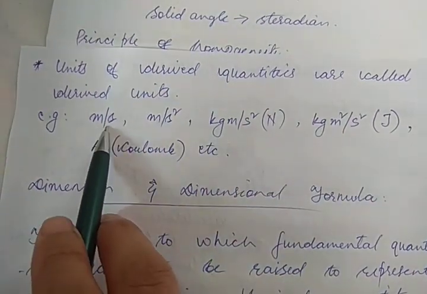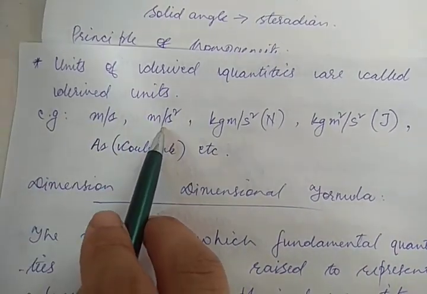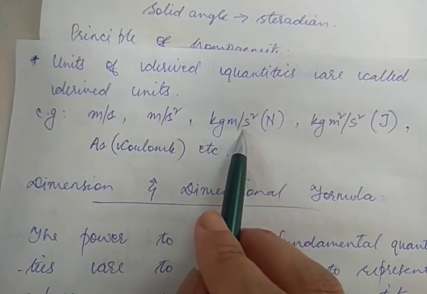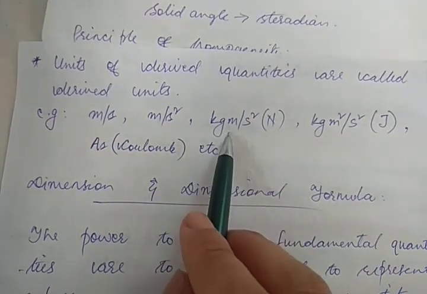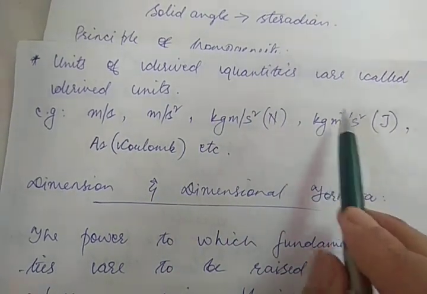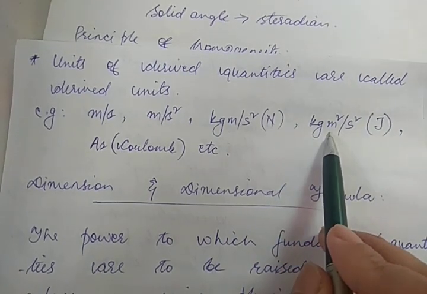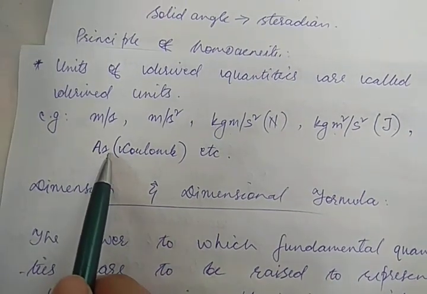Like for example, meter per second. This is the unit of speed and velocity. Meter per second squared, unit of acceleration. Kilogram meter per second squared, which is also called Newton, which is the unit of force. This is kilogram meter squared per second squared, the unit of work or that of energy, which is also called joule. Then this is ampere second.